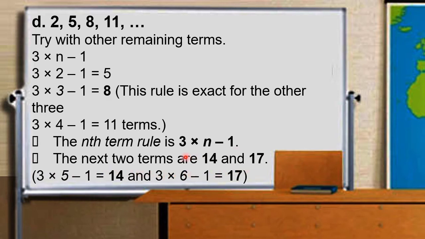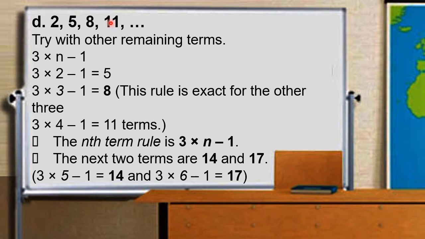So, tignan natin, check natin. First, second term, third, fourth term. So, hanapin natin yung pang fifth term. Fifth means 5. So, 3 times 5 minus 1 is equal to 14. So, 14 yung next term after 11.